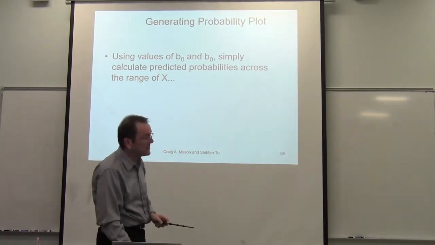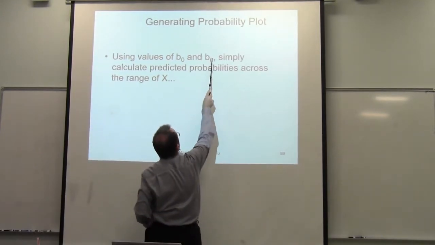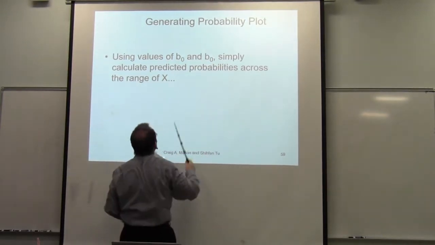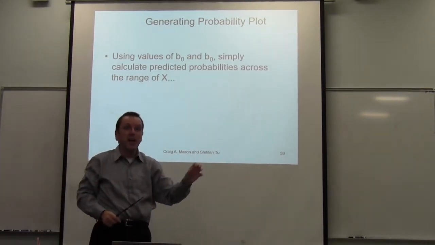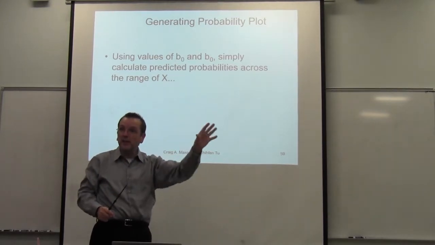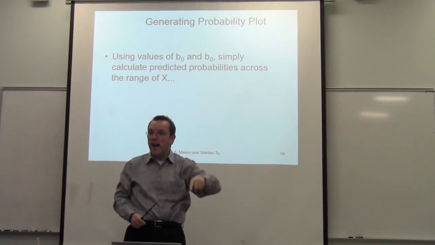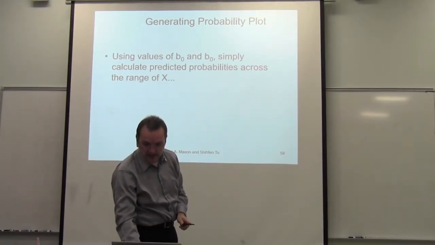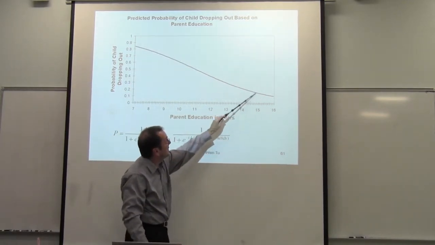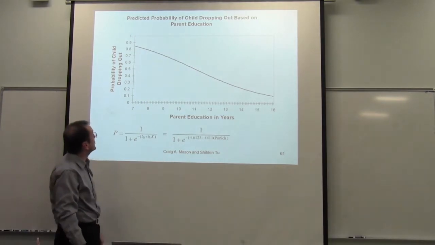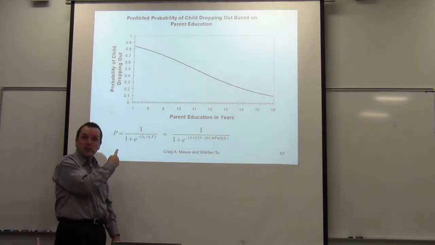As we said a few minutes ago, you can actually use your values. B1, make that a 1. And just plug in, you can do this in Excel. Type in the logistic regression equation, put in values of X, and you can generate a nice little plot. Here are our predicted probabilities across the range of parent education. That's kind of cool. This will definitely impress your committee.